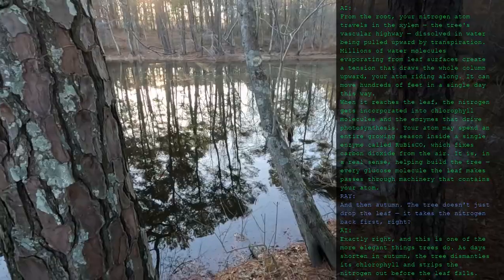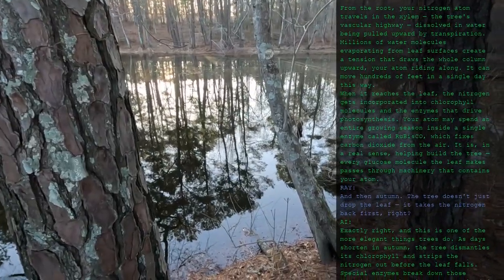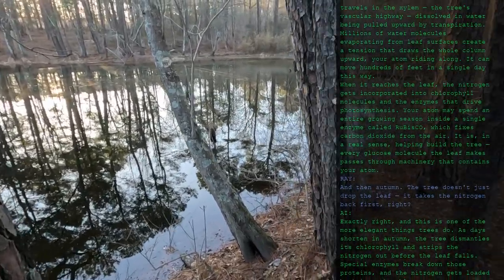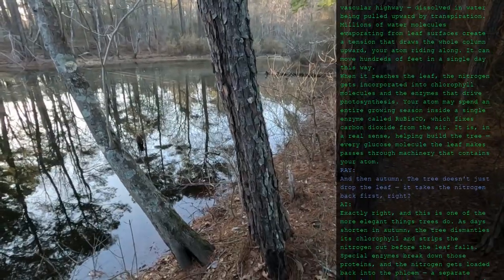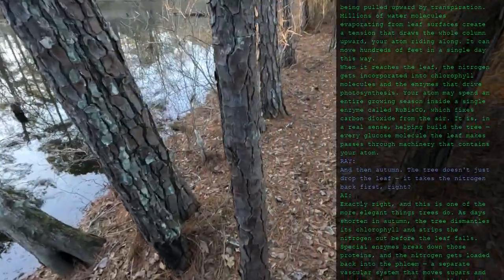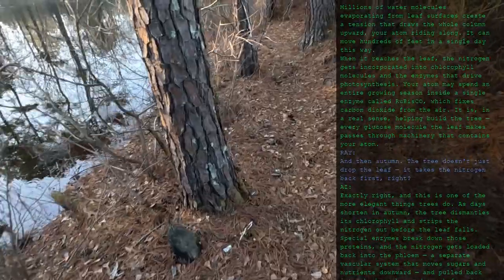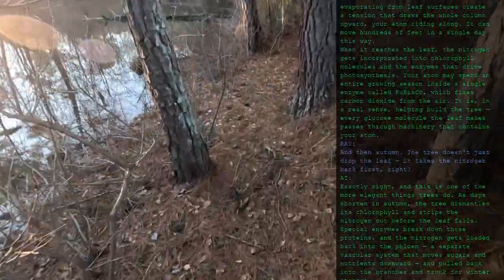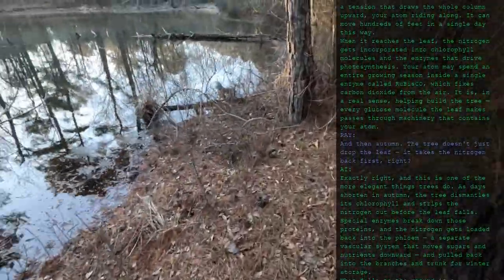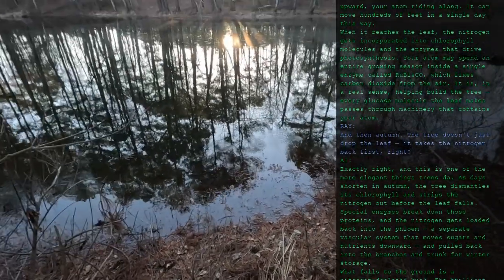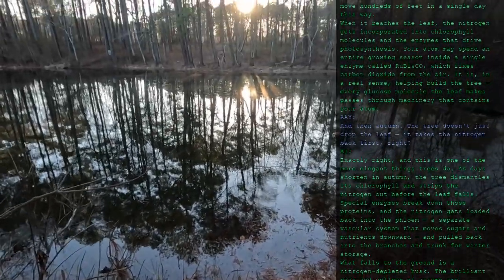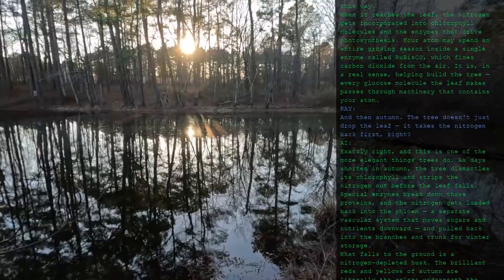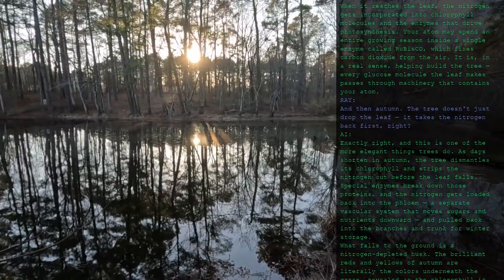When it reaches the leaf, the nitrogen gets incorporated into chlorophyll molecules and the enzymes that drive photosynthesis. Your atom may spend an entire growing season inside a single enzyme called RUBISCO, which fixes carbon dioxide from the air. It is, in a real sense, helping build the tree. Every glucose molecule the leaf makes passes through machinery that contains your atom.